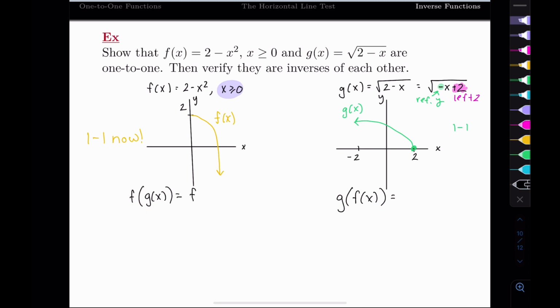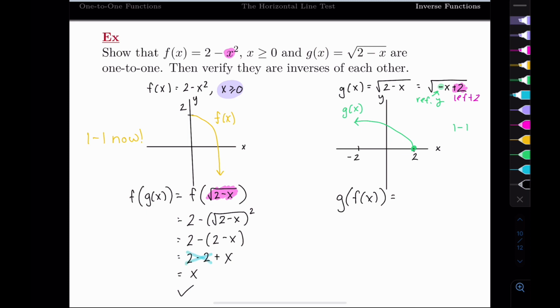So what this means is I'm taking f and I'm evaluating it at this expression for g. So anywhere I see an x in my expression for f, it's going to get replaced by this square root. So we get 2 minus the square root of 2 minus x, squared. Okay? And then our square and square root cancel. So this is 2 minus (2 minus x). Distributing that minus sign, it's 2 minus 2 plus x. And those 2's cancel each other out, and that just ends up equaling x.